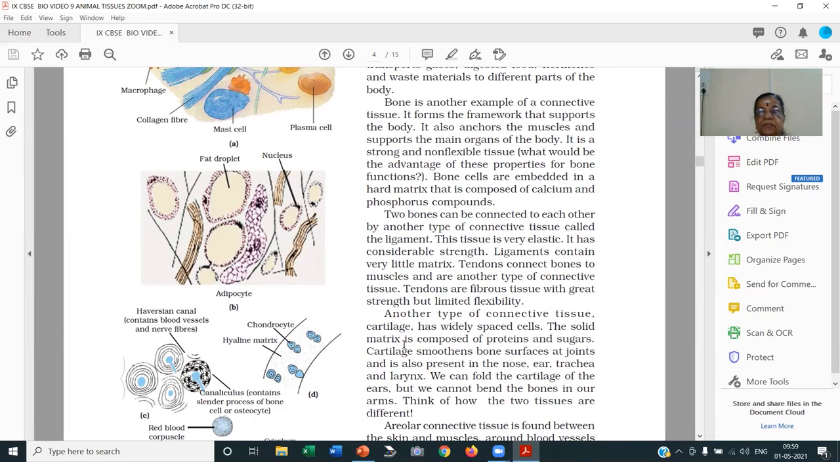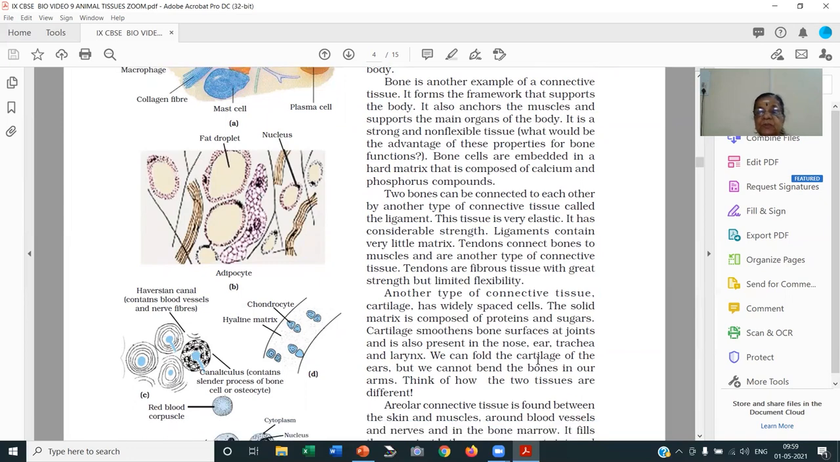Another type of connective tissue, cartilage, has widely spaced cells. The solid matrix is composed of protein and sugars. It smoothens the bone surface at joints and is also present at the nose, ear, trachea, and larynx. The tip of the nose is cartilage. Then the ear, the pinna of the ear. I hope this is clear for cartilage. So I say bone and cartilage, they are supportive connective tissue.